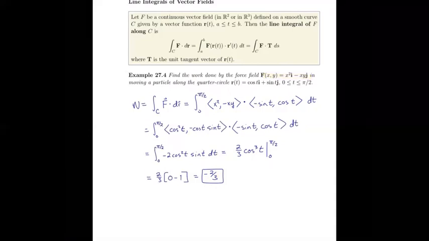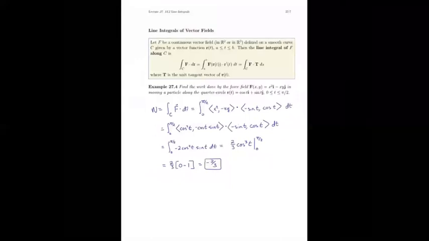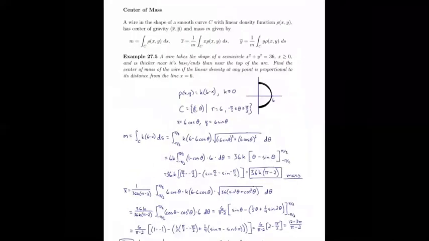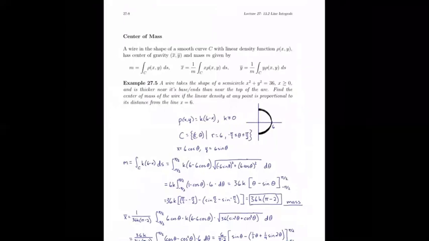Now our last example is a center of mass example, and for all of these we'll suppose that we have a wire in the shape of a smooth curve C, just to match our line integral notion of this smooth curve C, with linear density function rho of x, y. To find its mass, it's the same formula we've always used, only now it's a line integral. We integrate the density function over the length of C, and we get the mass.